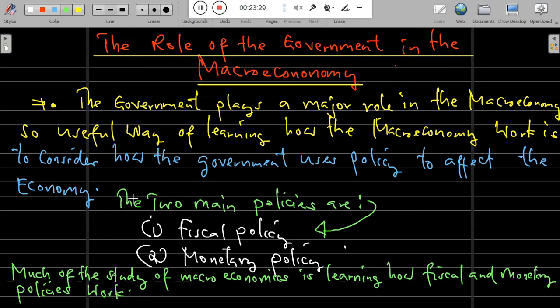Fiscal policy applies two tools, that is, tax rates together with government spending. So fiscal policy is where government policies concern taxes and spending. An expansionary fiscal policy is a policy in which taxes are cut and government spending increases.